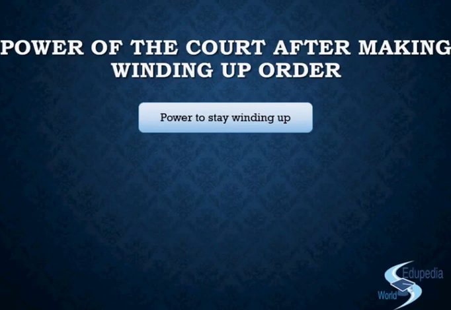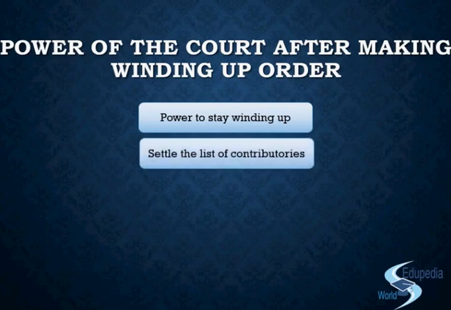So are you clear with that? Now we move on to the next power. So what is the next power? It is to settle the list of contributories. Now, when you start the winding up proceedings, the list of contributories is one of the most important things, because as you know, the companies are not performing well. So there is a high probability that the company does not have sufficient assets or money to pay off the debts and liabilities. So what do we do?